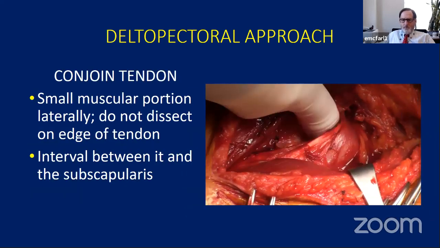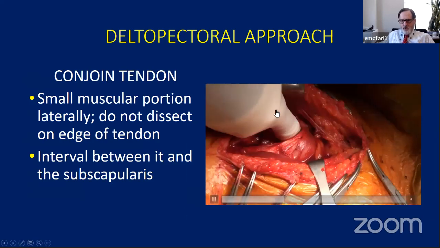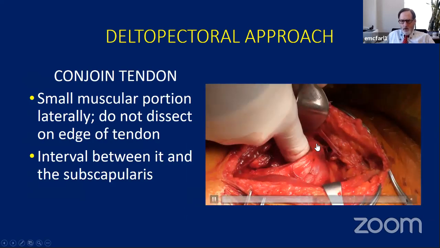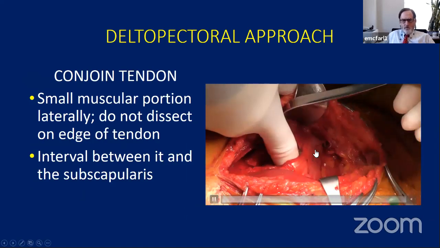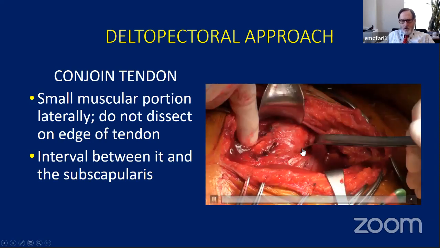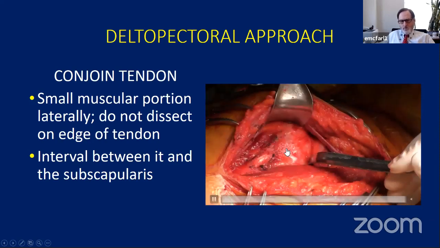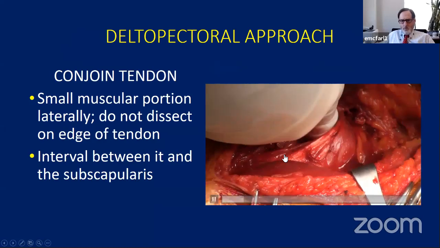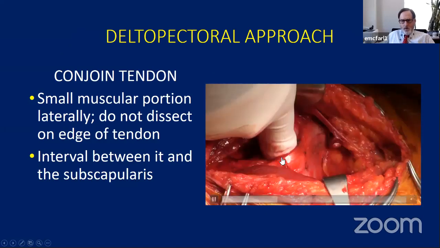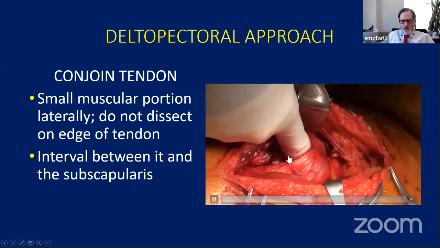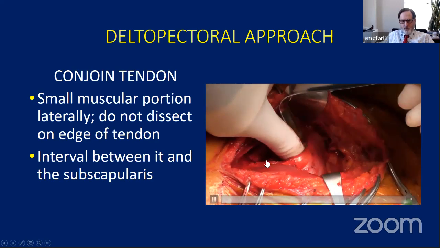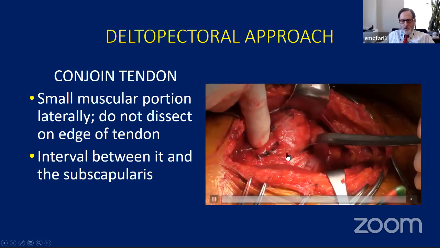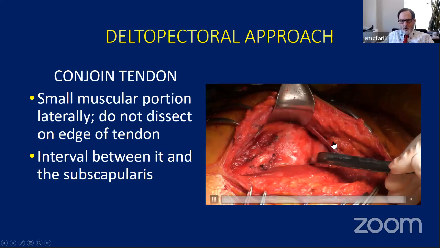So now here we are, we found the conjoint tendon, which is seen here, and this is the coracoid. We want to develop the interval between the subscapularis and the conjoint. There's a small little muscular bit of the conjoint right here that if you cut right down on the conjoint, all it does is bleed. So you want to make sure that you develop this interval just a little lateral to the conjoint tendon. Then you can stick a retractor here.